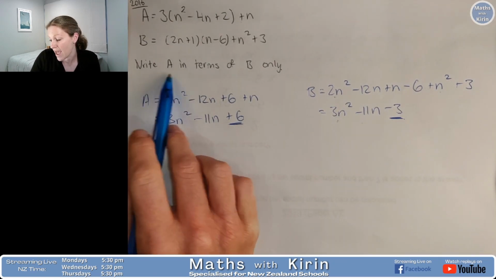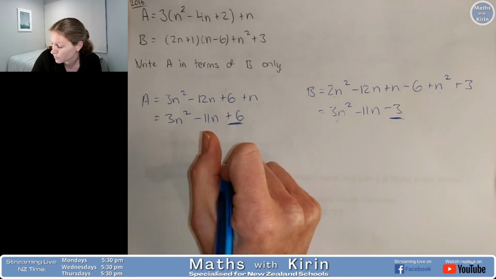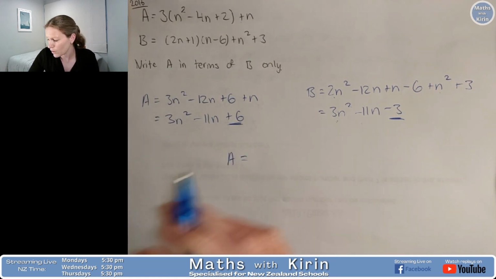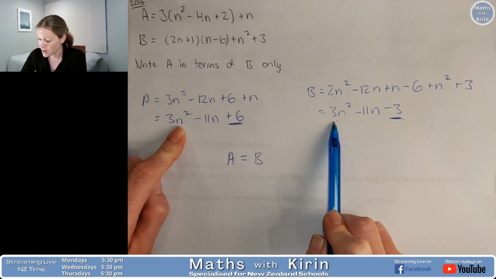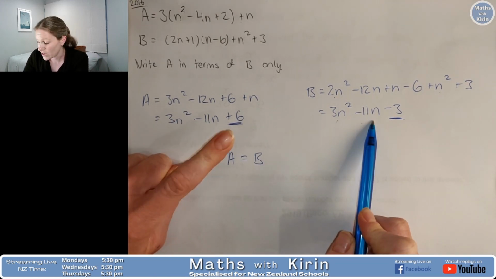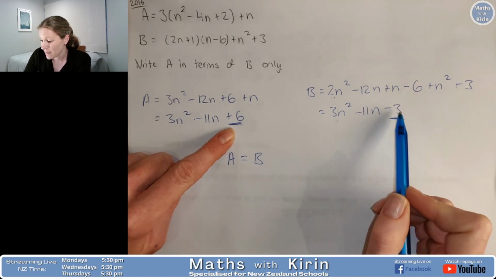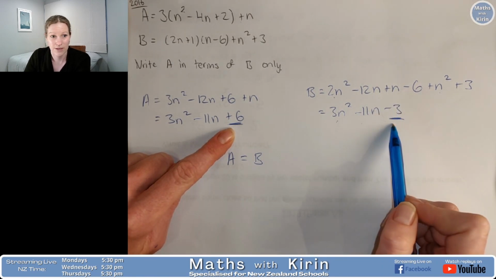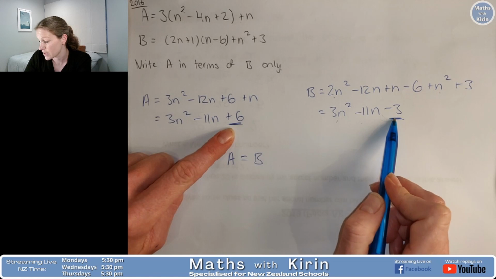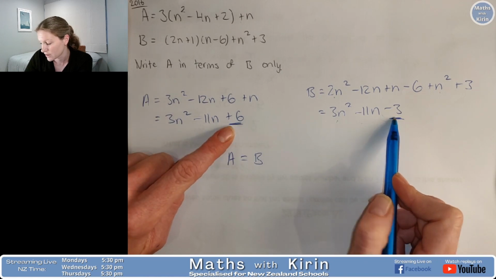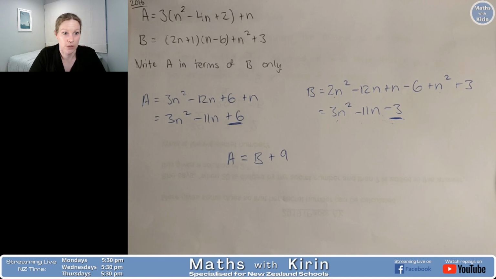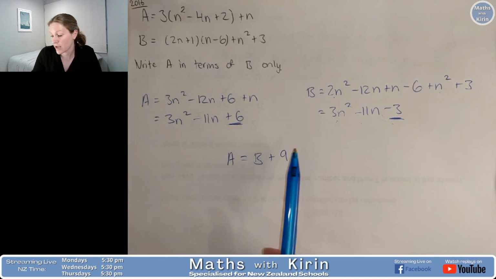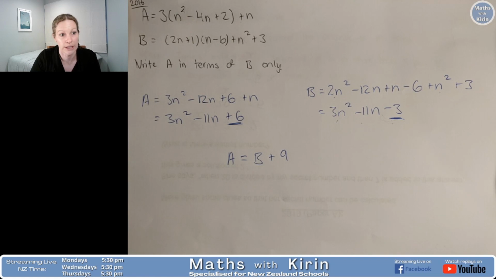So we're wanting to write a in terms of b only. So that means we want a equals. If we write a equals b, we're close. We've got our 3n squared, we've got our minus 11n. We need positive 6, we've got negative 3. So with our b, to get that up to positive 6, we need to add 9. And that's our solution. A is equal to b plus 9. We've written a in terms of b only. No more n, just b and a constant.